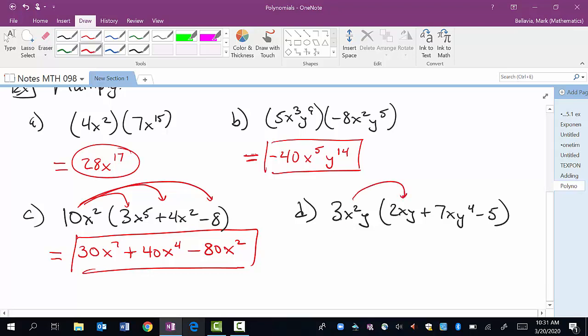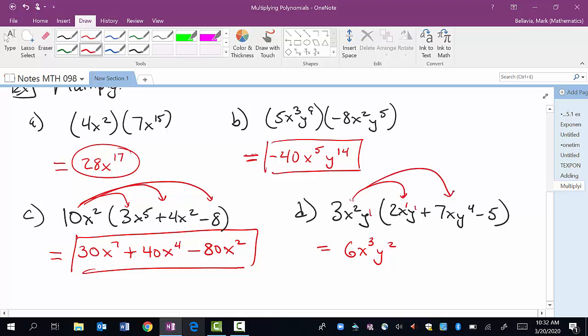When you multiply through, 3 times 2 will give me 6. X squared times x gives me x to the 3rd. Y times y gives me y to the 2nd. Now, if you're not sure how I'm getting these powers, this is a power of 2. This x really is a power of 1. So 2 plus 1 gives me 3. Y is to the first power. Y is to the first power. 1 plus 1 gives me y to the 2. So that's the first term.